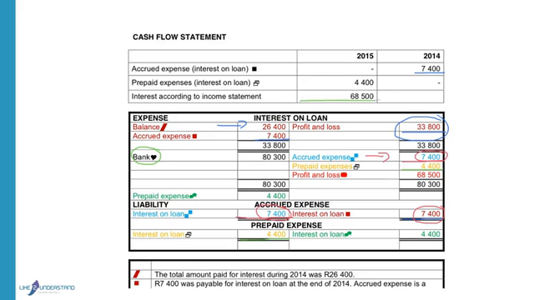So in my income statement or profit and loss, I've got a figure of 68,500. So I debited profit and loss and I credited interest on loan with 68,500. Now, because I've done all these entries, I am able to determine what was the amount of outflow of money as a result of interest paid, 80,300.